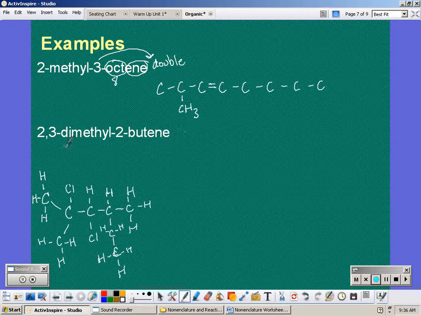2,3-dimethyl-2-butene. So but means 4. E and E would be double bond. The 2 would be where the double bond occurs, and then on the 2 and the 3 carbon we have a methyl. It's dimethyl because both of those are methyl side groups.